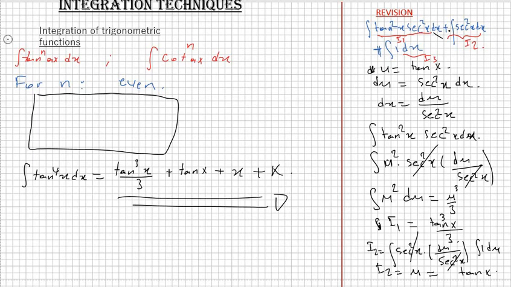So remember that we have a negative there. So that needs to be a negative, therefore that also needs to be a negative.